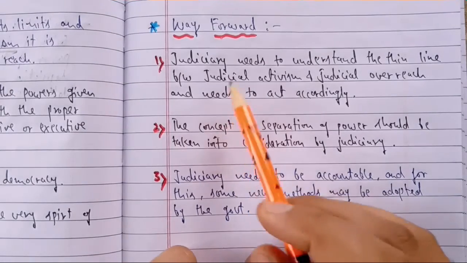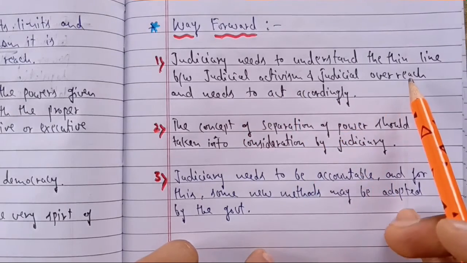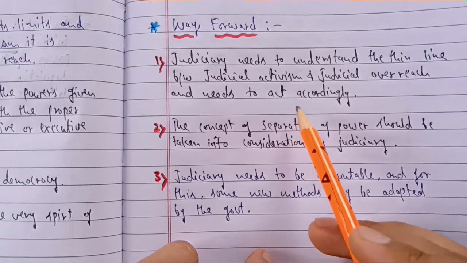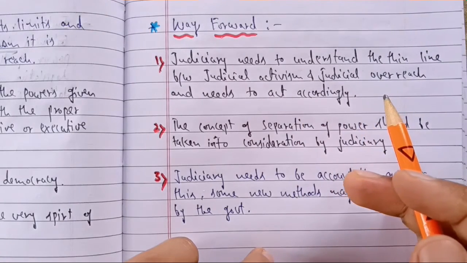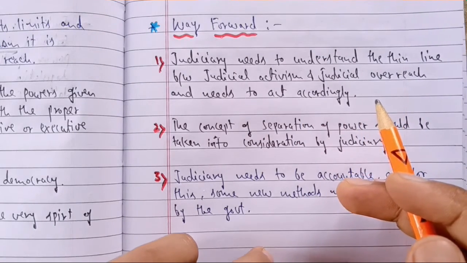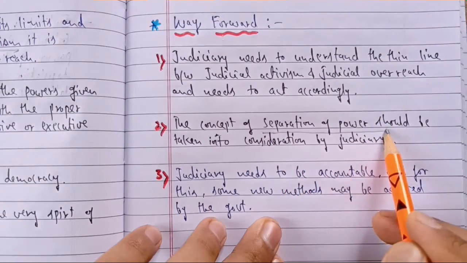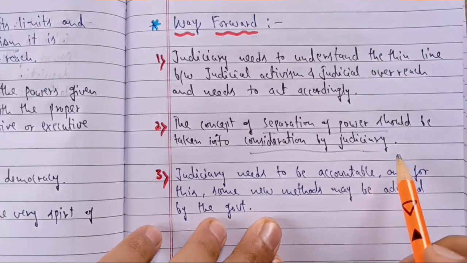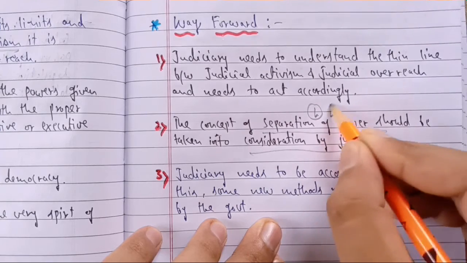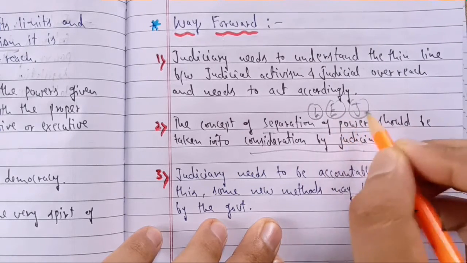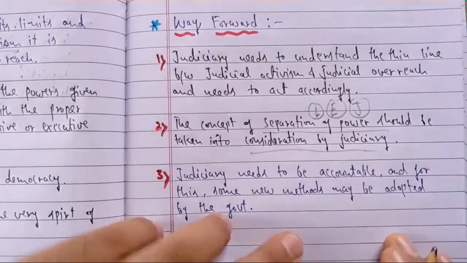Ways forward, there are some ways given. The judiciary needs to understand the thin line between judicial activism and judicial overreach. I have explained to you why it is important to understand the thin line. They should not cross that line, and they should not overstep the powers and limitations which they have been given by the constitution. The concept of separation of power should be kept in mind while the judiciary is functioning and working with its power. There is a separation of power between the functions of the legislature, the functions of the executive and the functions of the judiciary, and this separation should be maintained to maintain democracy in our country.